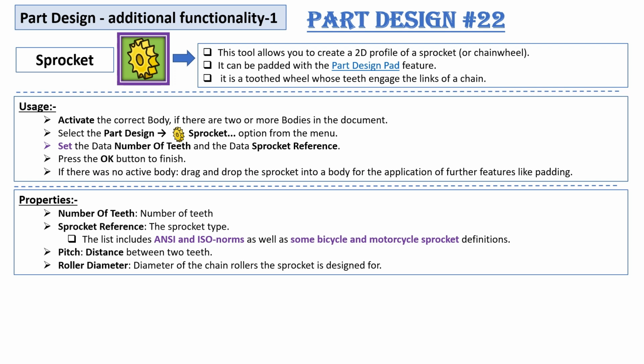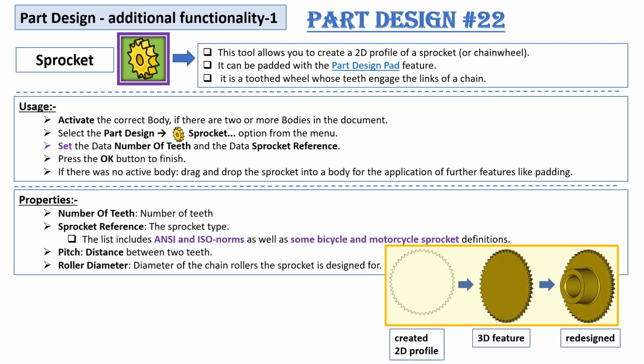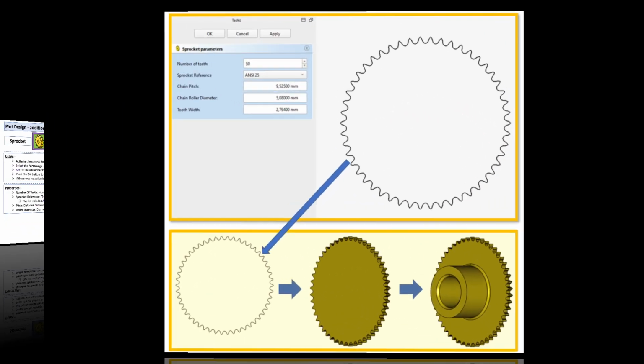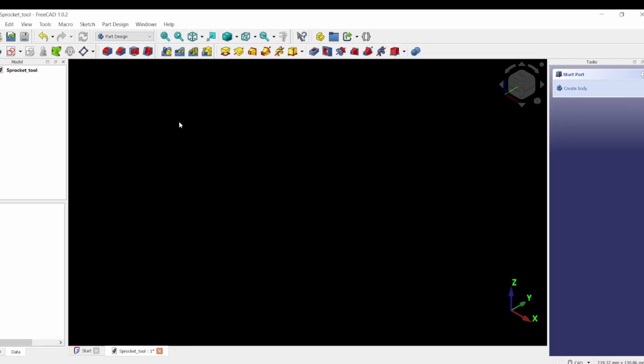To create the sprocket, you need to know the parameters of the sprocket, like the number of teeth and the norm of the sprocket. By setting these parameters, you will get a 2D profile of the sprocket. From this 2D profile, you can create a 3D feature, pad. Then, this 3D feature can be redesigned according to the specification.